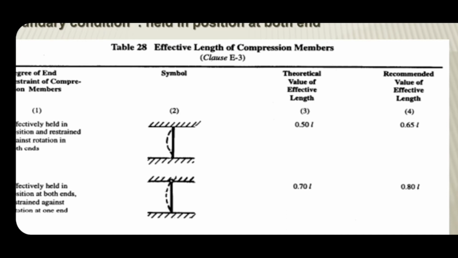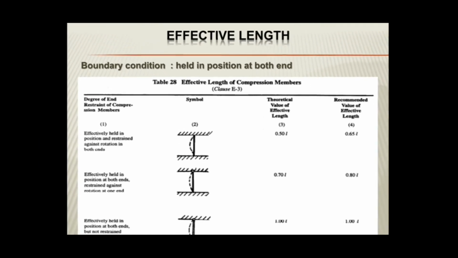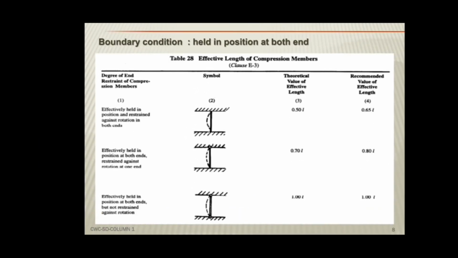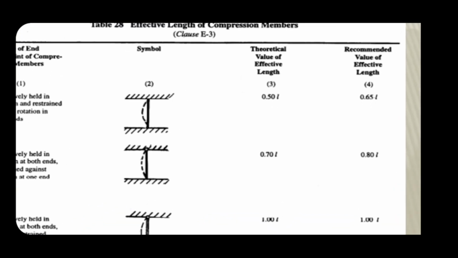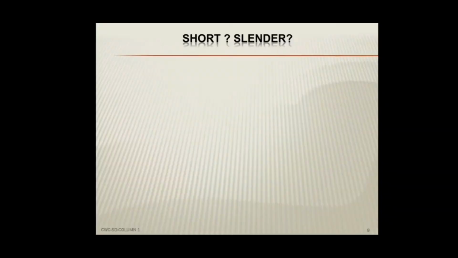If you refer to the table in the code, you can see the first 3 rows represent our boundary conditions. And since rotational restraints are not mentioned in our question, the recommended value of our effective length can be 0.65 to 1 L. Now let's check whether our column is a short or slender one.